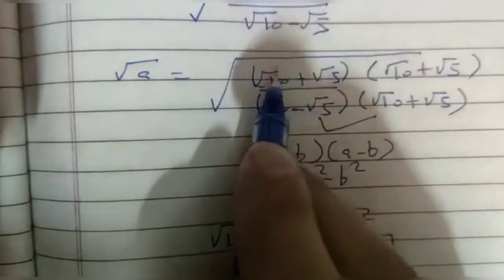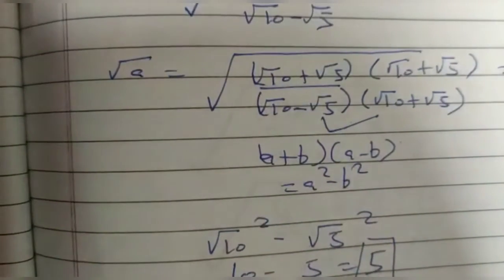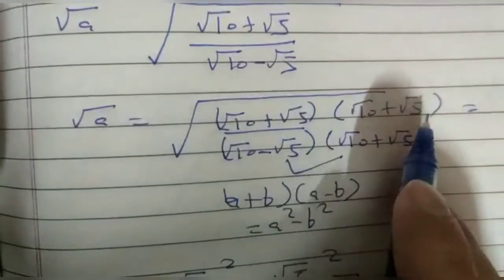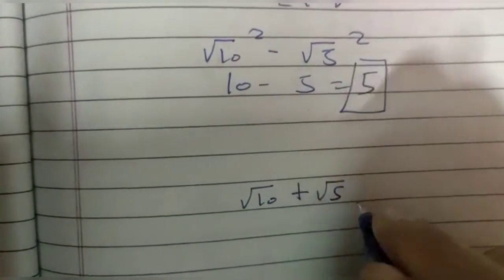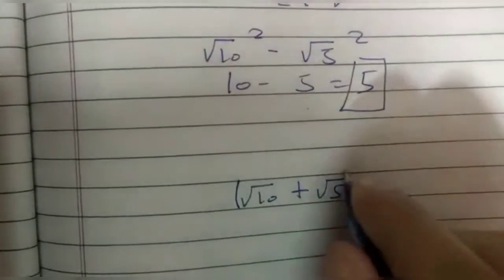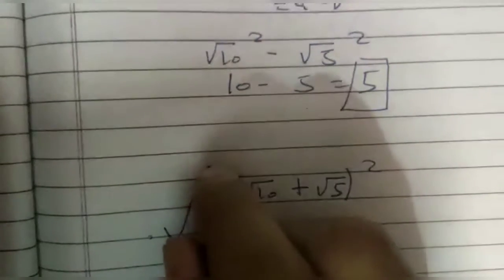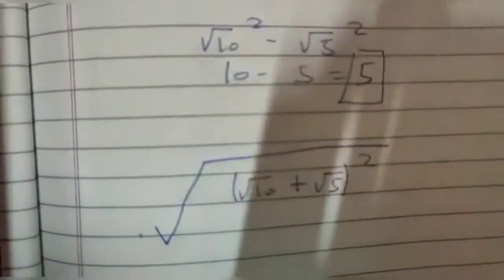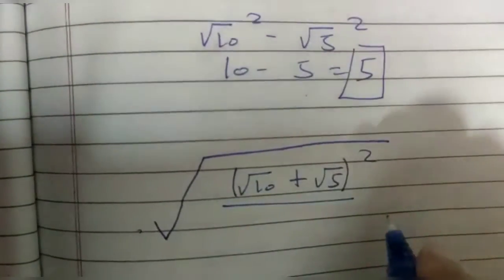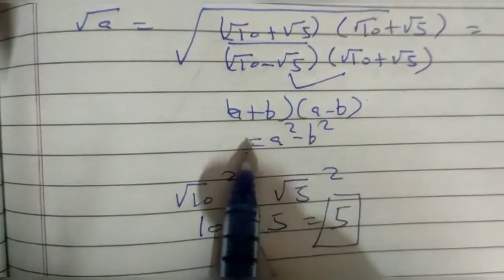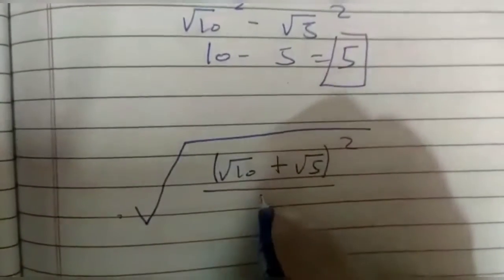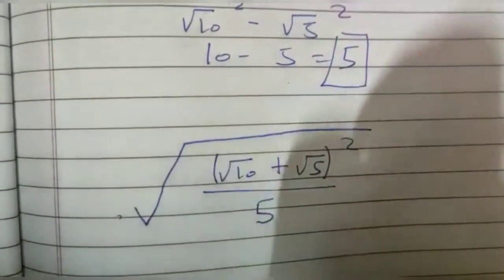Now I can write the numerator as root 10 plus root 5 multiplied by root 10 plus root 5. It can be written as root 10 plus root 5 whole square, and the root sign is as it is. Don't forget to write this sign. And in the denominator, I calculated it by the identity a plus b multiplied by a minus b equals a square minus b square. So the denominator is 5.